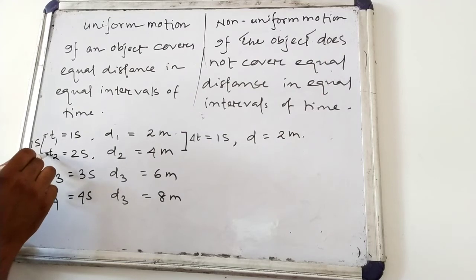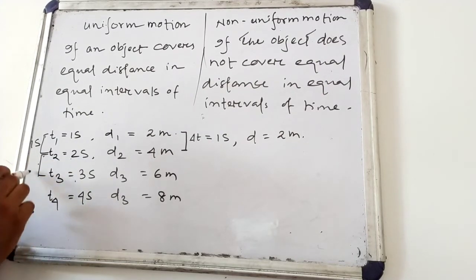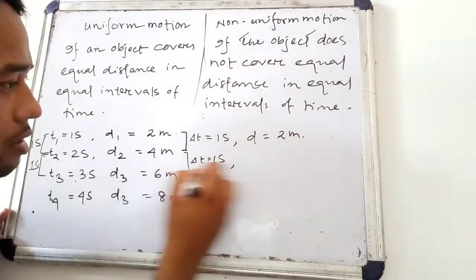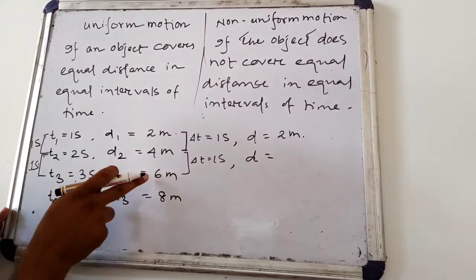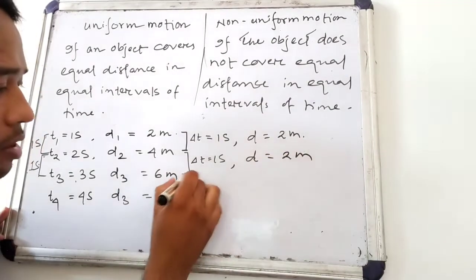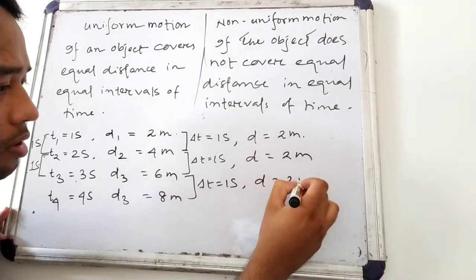Now from t2 to t3, 2 second to 3 second, here also the time interval is 1 second. Delta t equals 1 second. Distance covered, 4 meter to 6 meter, so 6 minus 4, 2 meter. Similarly, in this portion also, in 1 second it covered 2 meter.